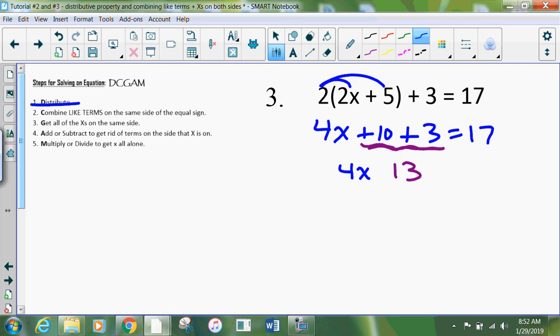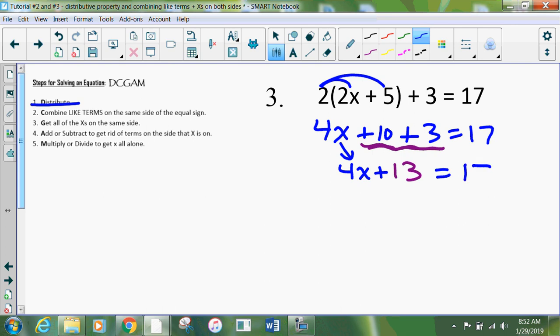Now this is where it gets tricky. See how I brought down the 4x and the 13 was just sitting there? I got to put something in between. So I have to decide, was 13 a positive 13 or was it a negative 13? Obviously 10 plus 3 is positive, so I'm going to put a plus in between them. So stop and think. When you have two terms and you have nothing in between, think if you know what it is that you need to put there.